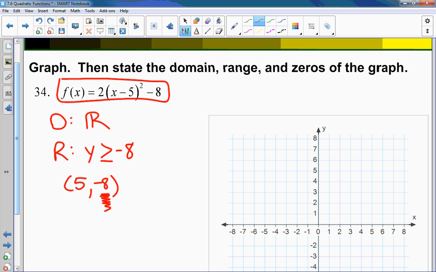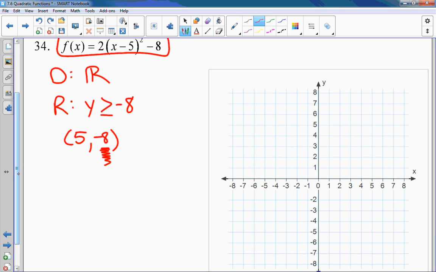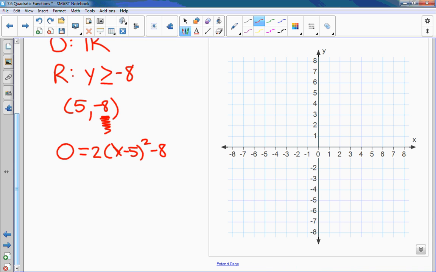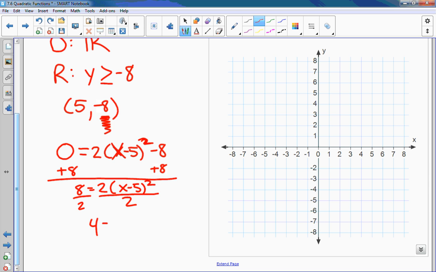Now we just have to find the roots. Well, this one's going to be a little bit trickier than it was before. So 0 equals 2 parentheses x minus 5 squared minus 8. Now, I could do the quadratic formula. I could. However, notice this x value is eventually being squared, which means I can solve this using square rooting. If you notice, I can add 8. I get 8 equals 2 parentheses x minus 5 squared. Before I start square rooting, make sure you divide by 2 first. 4 equals x minus 5 squared.